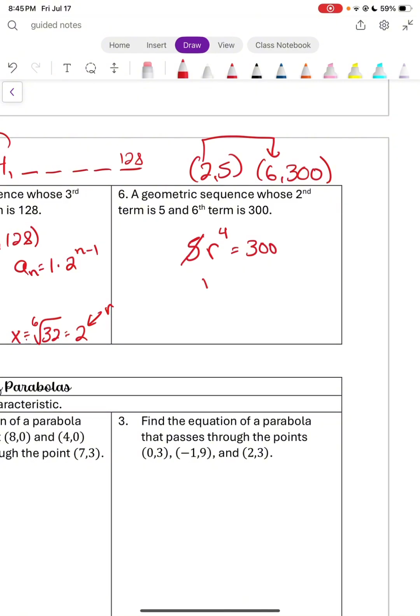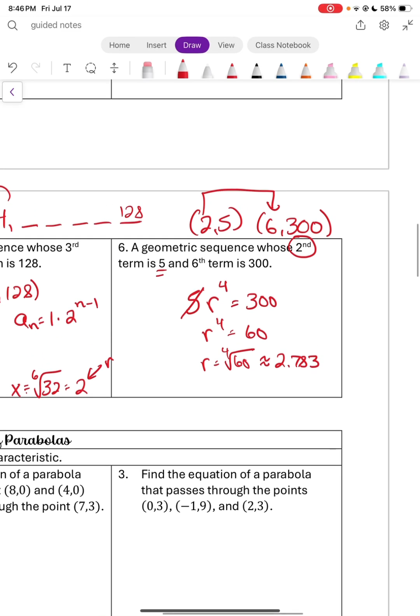Divide by the 5, it gives us R to the 4th power is 60. We're going to take the 4th root of 60, and that's going to be a value of approximately 2.783. Now, that gives us the second term, which is 5. So to go backwards, well, let's talk about this. To go forward, you're multiplying by 2.783 over and over and over. To go backwards, you do the opposite. You would divide by 2.783 over and over and over.